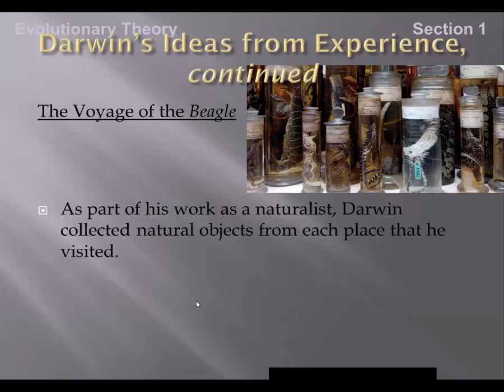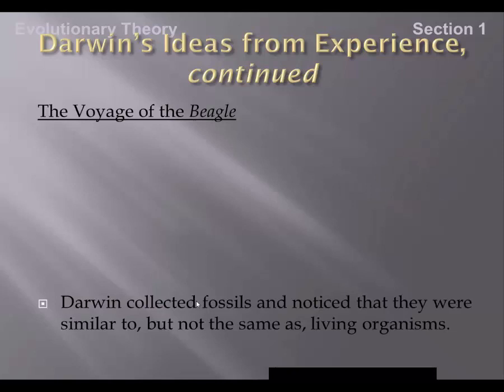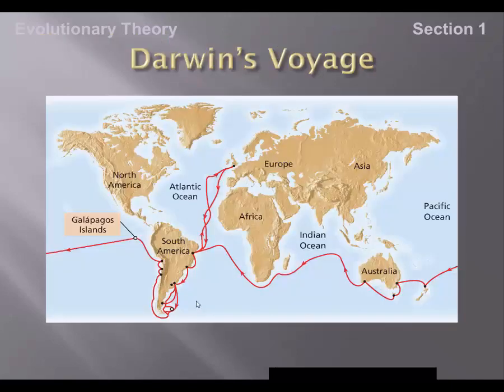As part of his work, he collected objects on a number of different islands and continents as the Beagle traveled around the world. He was hired as a naturalist. He collected fossils, and he noticed that there were similarities between fossils and living organisms. Some of the fossils that he collected had characteristics fairly similar to living organisms that he could actually go out and collect during the current days that he was performing his experiments.